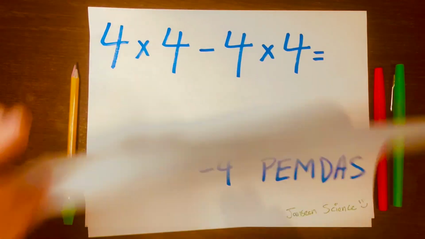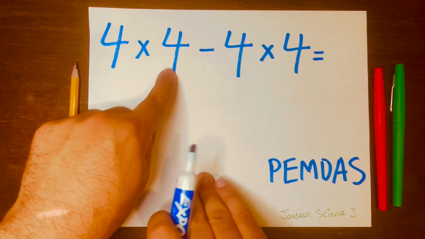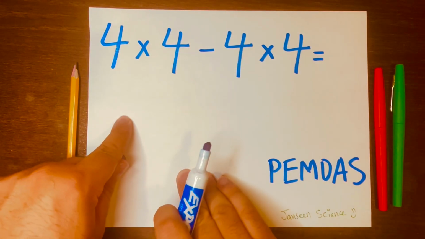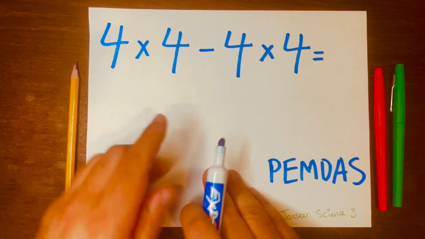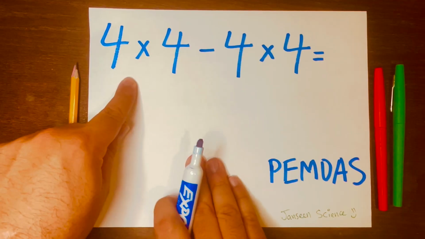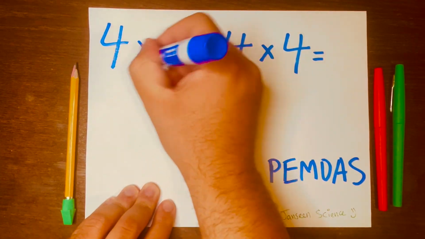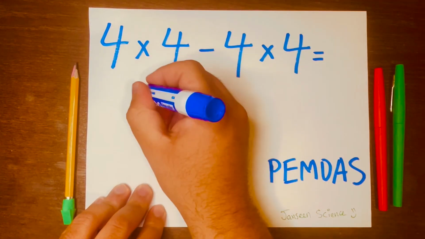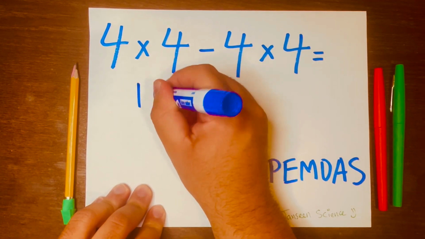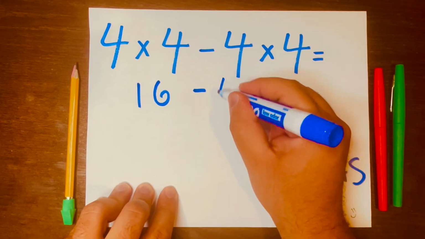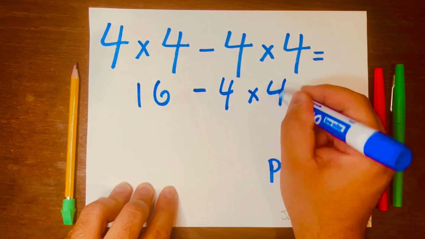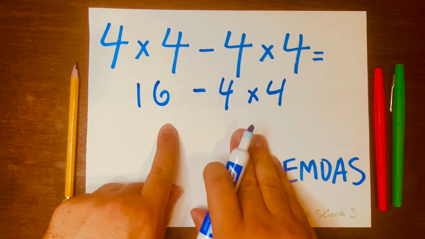Now the next problem, 4 times 4 minus 4 times 4. Now, again, we read from left to right. So multiplying is a higher level than subtracting. So I'll go with left to right. 4 times 4 is 16. Right? Bring down the minus 4 times 4, and then left to right again.